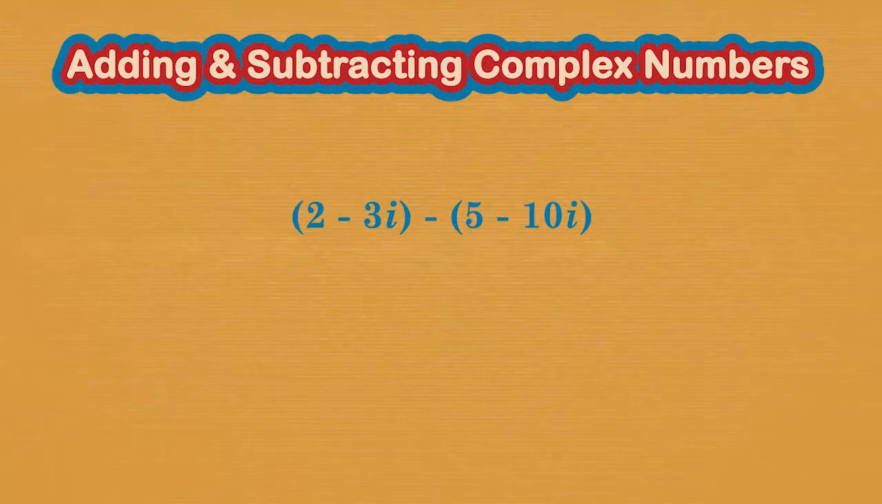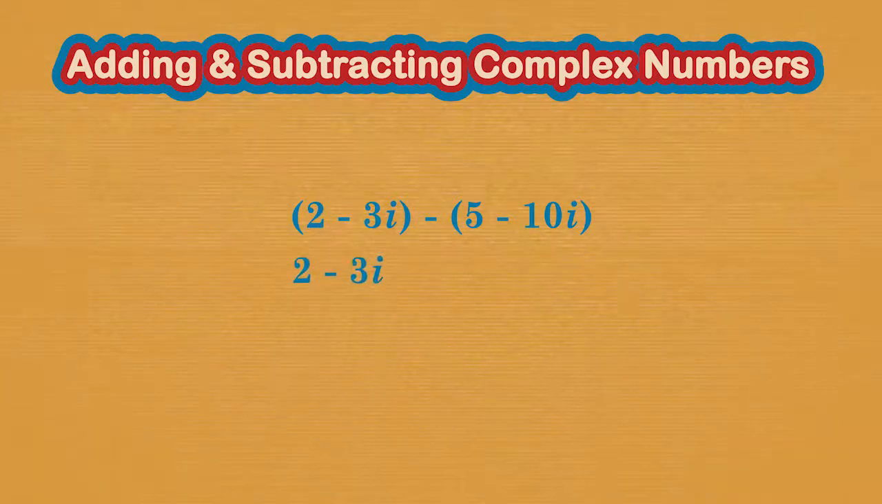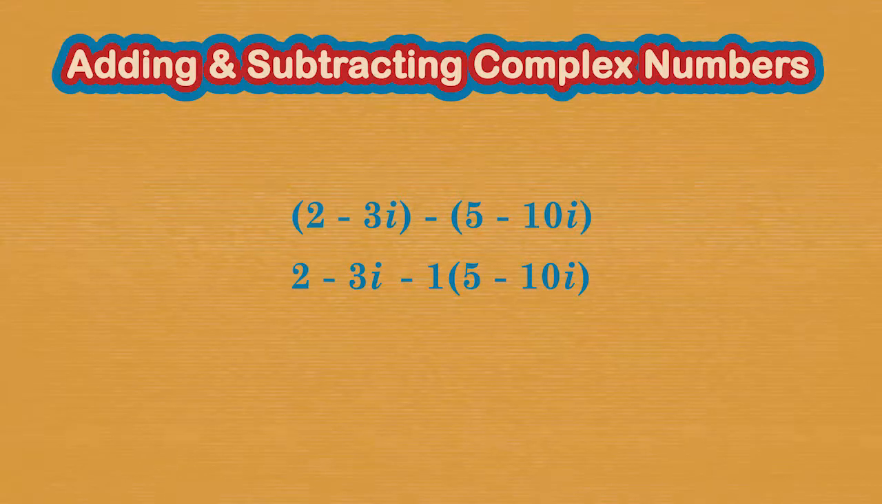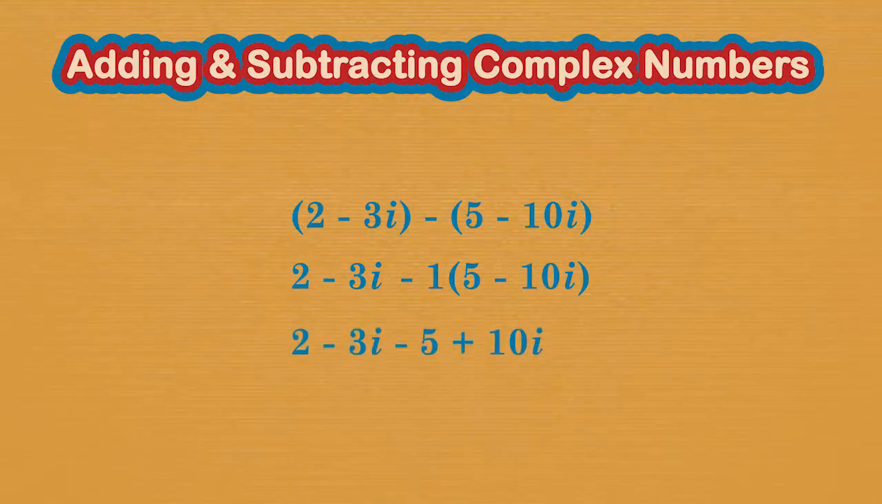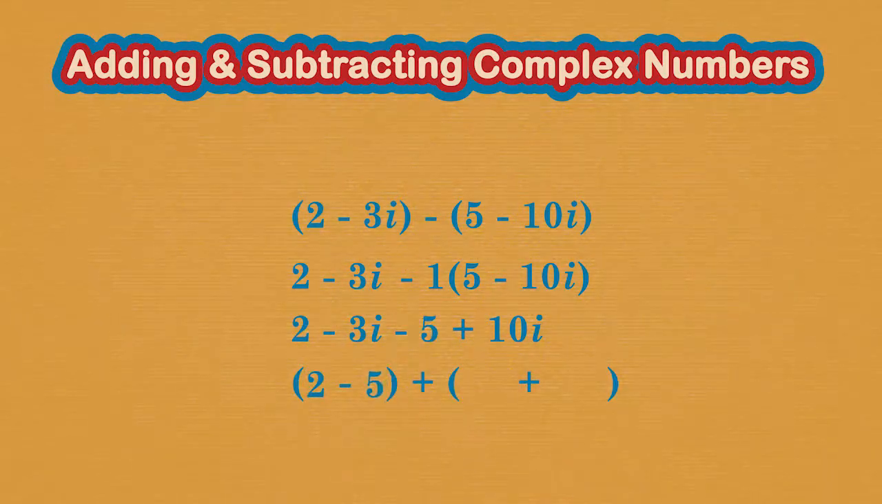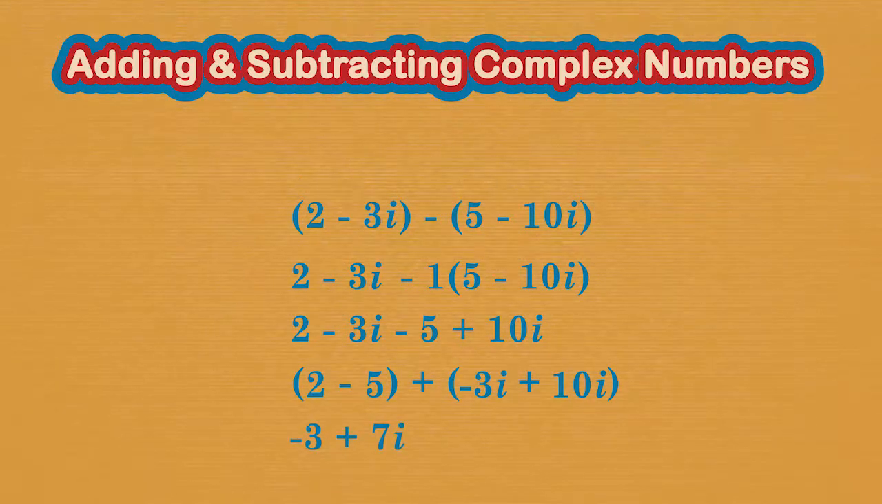In this subtraction problem, 2 minus 3i minus the complex number 5 minus 10i, the first step is to remove the parentheses by distributing a -1 in the subtrahend. This will result in 2 minus 3i minus 5 plus 10i. Subtracting real terms from real terms and imaginary from imaginary terms, the final solution is -3 plus 7i.